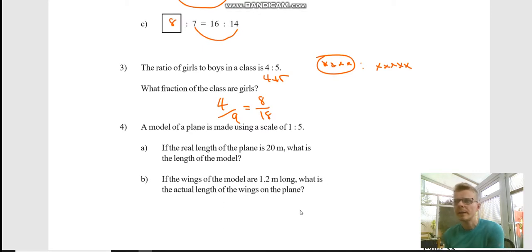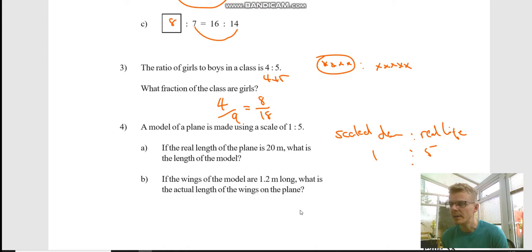So a model of a plane is made using a scale of 1 to 5. Okay, so if the real length of the plane is 20 meters, what is the length of the model? Okay, so we're going to assume that the scale down, perhaps, size is the 1 to real life, which is the 5. Okay, so for every 1 meter here, we get 5 meters in real life.